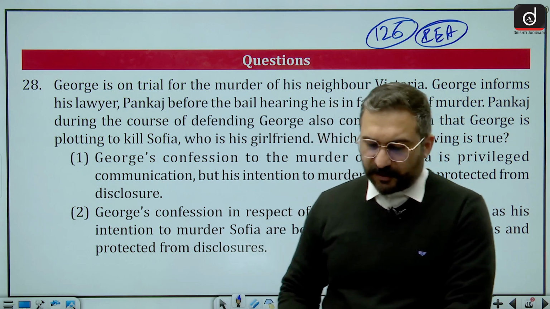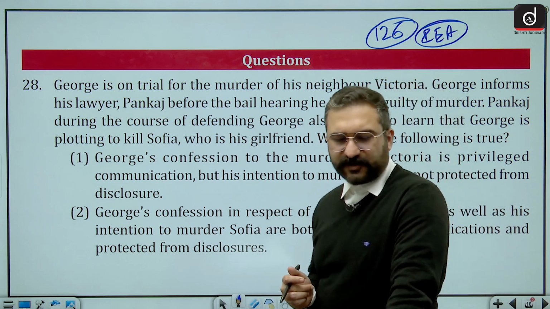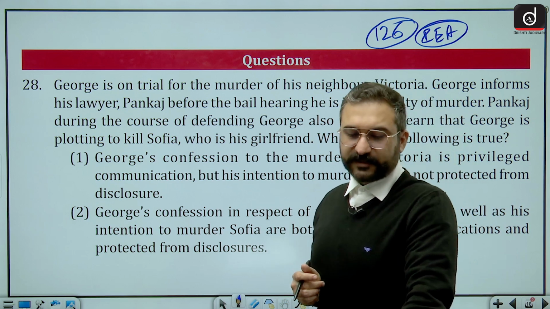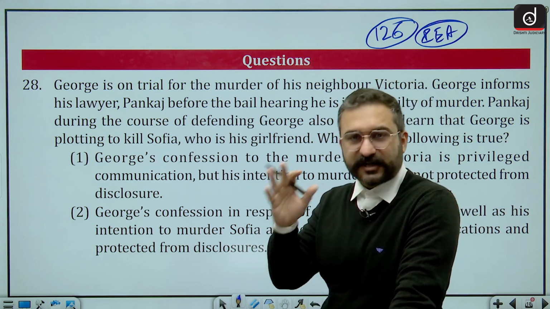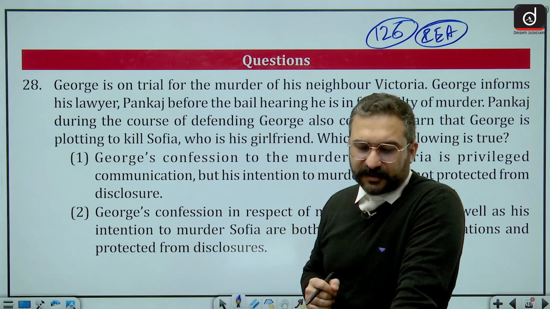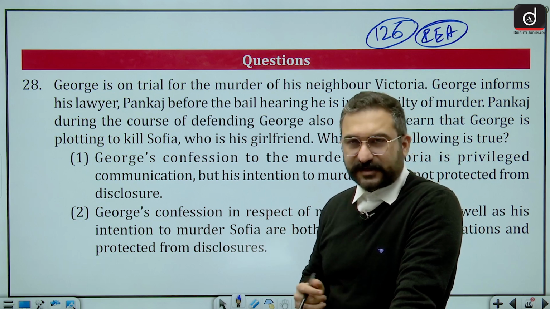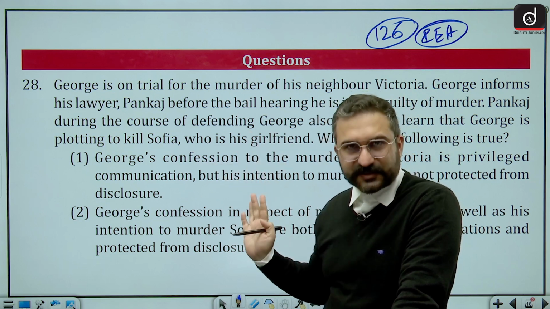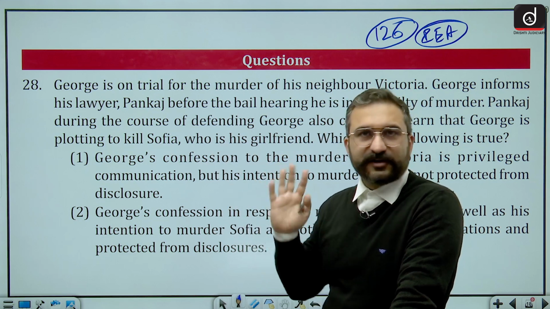That is, no barrister, attorney, pleader or vakil shall at any time be permitted to disclose, unless with his client's express consent. Only when the client says that okay, you can speak about what I have told you, will he be allowed to do that.